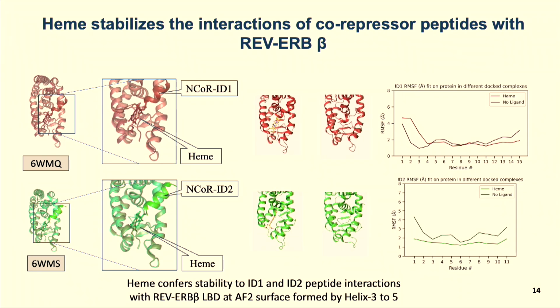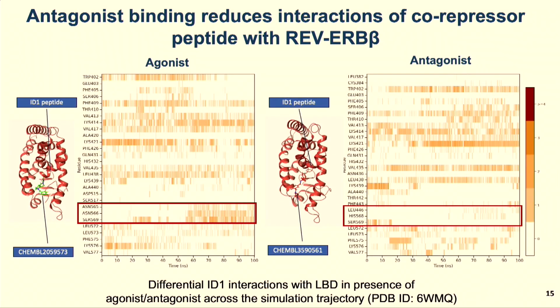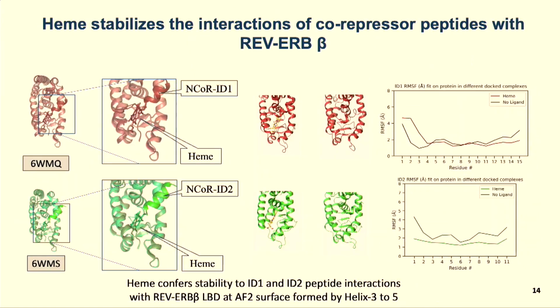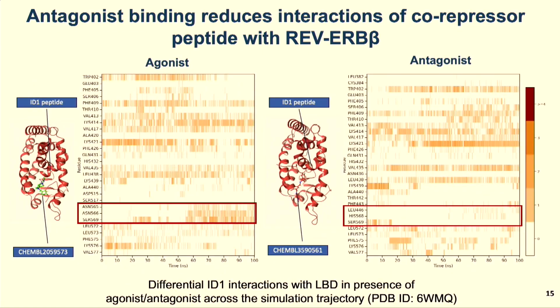We further go on to quantify this, where what we have seen is that when an agonist is bound, okay, all right, so I told you that the binding of heme essentially leads to a recruitment of corepressor.